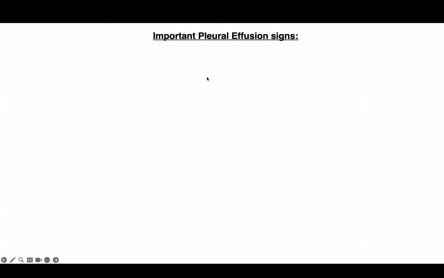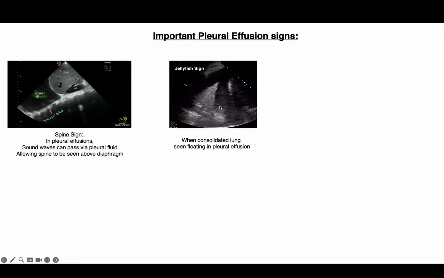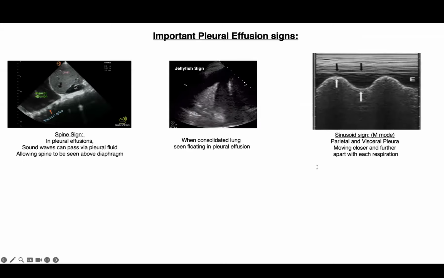So these are the important pleural effusion findings that you need to know. One is the spine sign. In pleural effusion, sound waves can pass through the pleural fluid, allowing the spine to be seen above the diaphragm. Then you have the jellyfish sign, when consolidated lung is seen floating in the pleural effusion. Then you have the sinusoid sign: the parietal and the visceral pleura moving closer and further apart with each respiration.